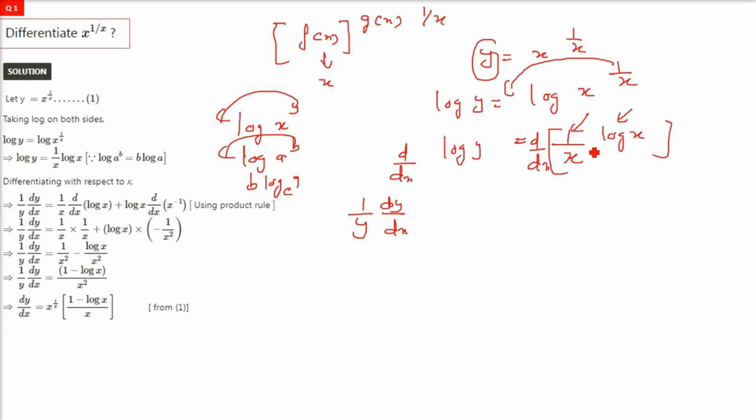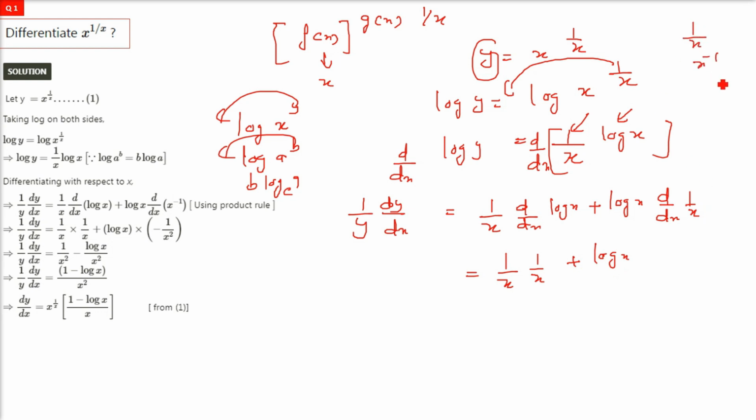So there are two different functions. We'll apply the product rule. So 1 by x it is, then d by dx of log x will do. Then we will have an addition sign. Log x, differentiation of d by dx of 1 by x. So 1 by x, log x differentiation is 1 by x, plus log x, differentiation of 1 by x is minus 1 by x square.